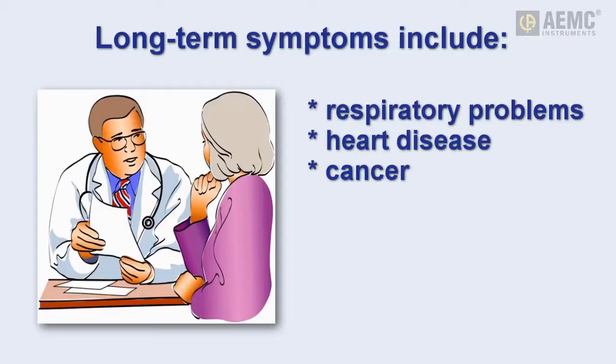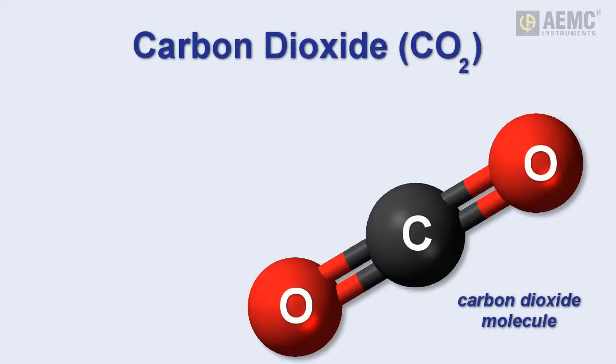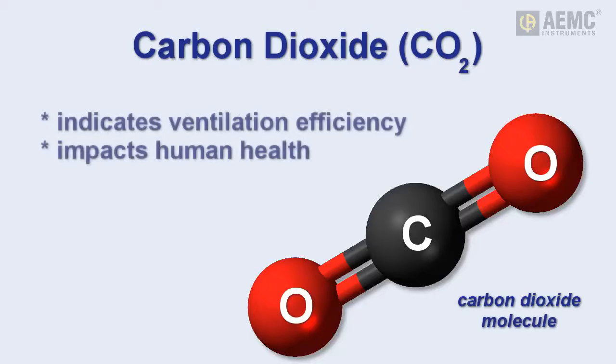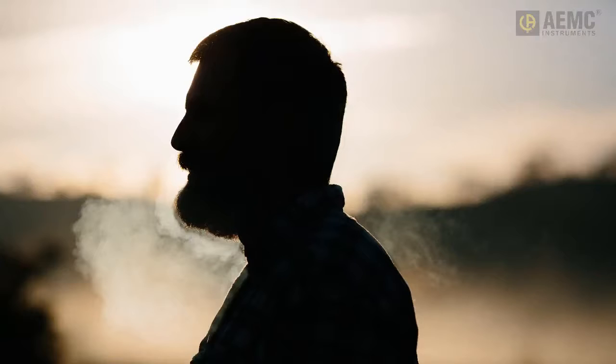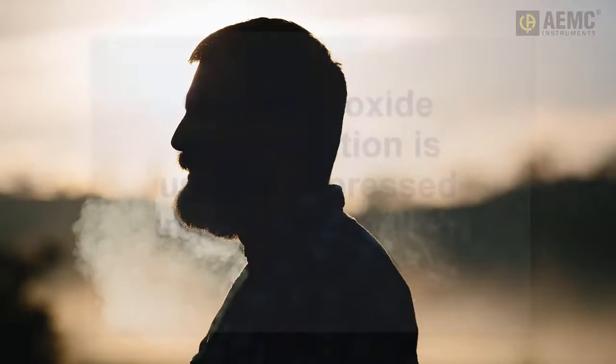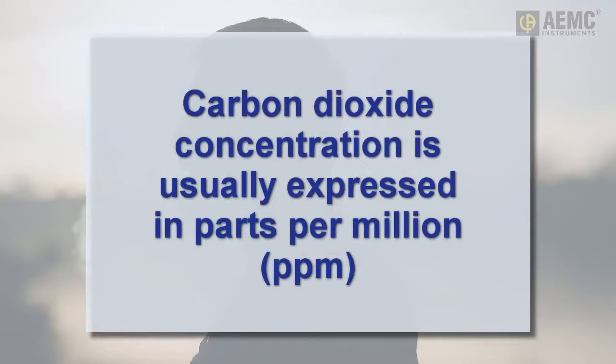not yet apparent. Among the various types of indoor pollutants, carbon dioxide typically attracts a great deal of attention, both as an indicator of the efficacy of a building's ventilation system and for the adverse impact carbon dioxide itself can have on human health. Carbon dioxide is a colorless, odorless gas that is a natural component of the atmosphere. It is also a byproduct of human breathing.